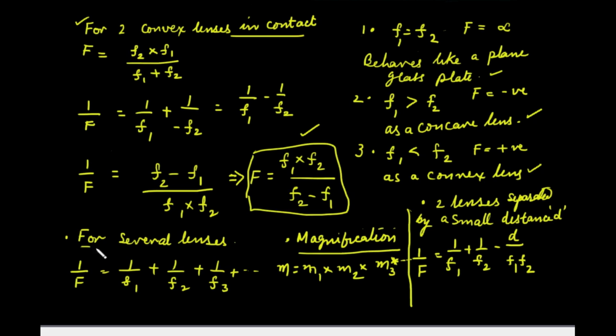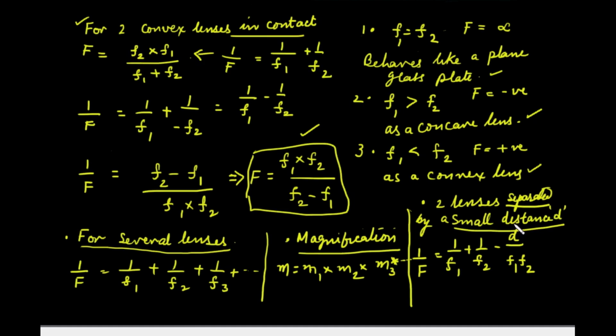Then we saw one or two cases further. That is, what happens when several lenses are kept in contact. In the case of magnification, it is a product of the magnifications of the several lenses. When two lenses are separated by a small distance, the formula changes. Compare this with this one. In the case of two lenses separated by a small distance, the equation has one more term here, d by F1 into F2. Okay, I hope these points are very clear.